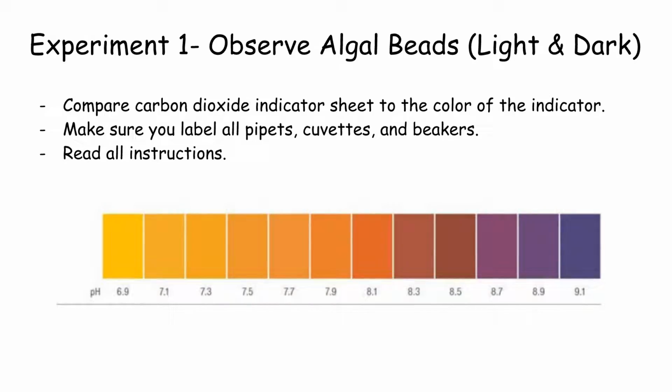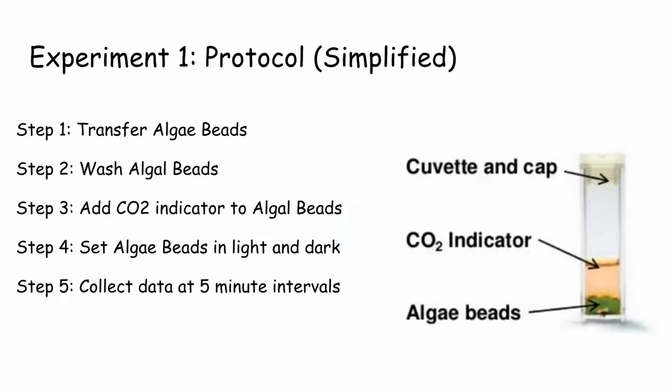During experiment 1, when you observe the algal beads in both the light and the dark, you're going to be using this indicator sheet to determine the color of the carbon dioxide indicator in each of your cuvettes. During this experiment, you also want to label all of your pipettes, all of your cuvettes, and all of the beakers according to the protocol, and you want to make sure that you read all instructions. What I'm going to do is go through the experiment simplified, and then I'm going to go through it specifically step by step to help you through this lab.